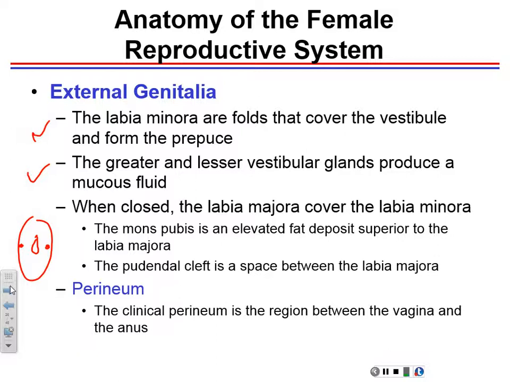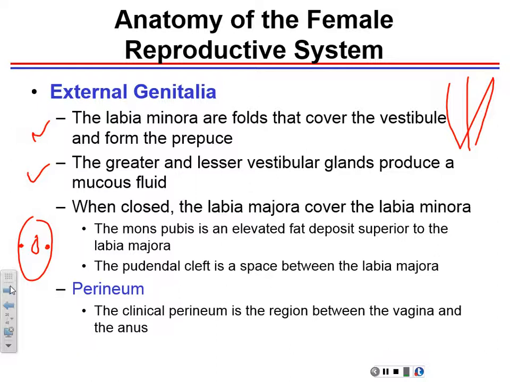One of the things I want you to remember is which glands are synonymous between male and female. The clitoris, we already know, is synonymous with the male penis, right? And the vestibular glands produce mucus that lubricates the vagina, just like the bulbourethral gland produces mucus that lubricates the glans penis, the head of the penis.